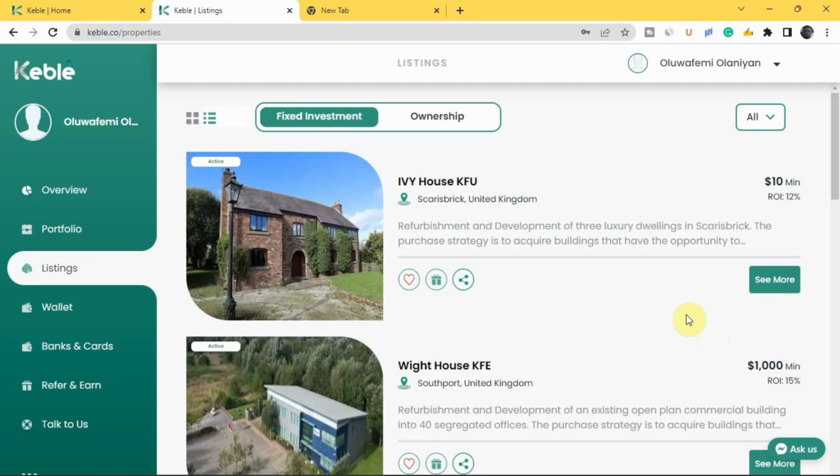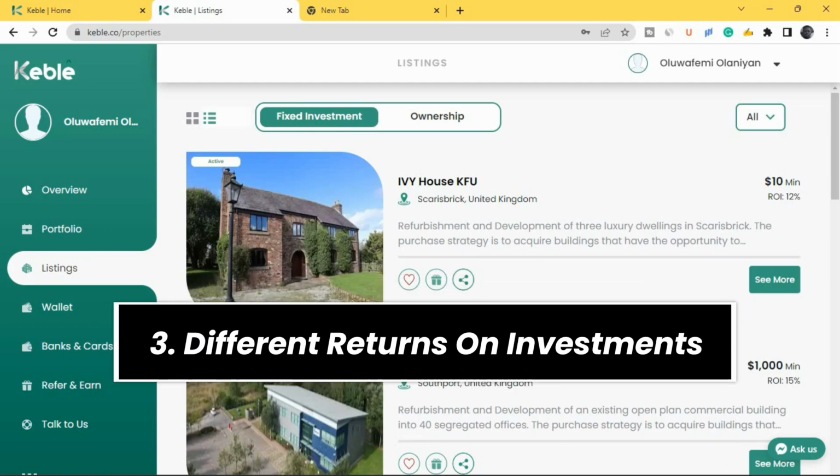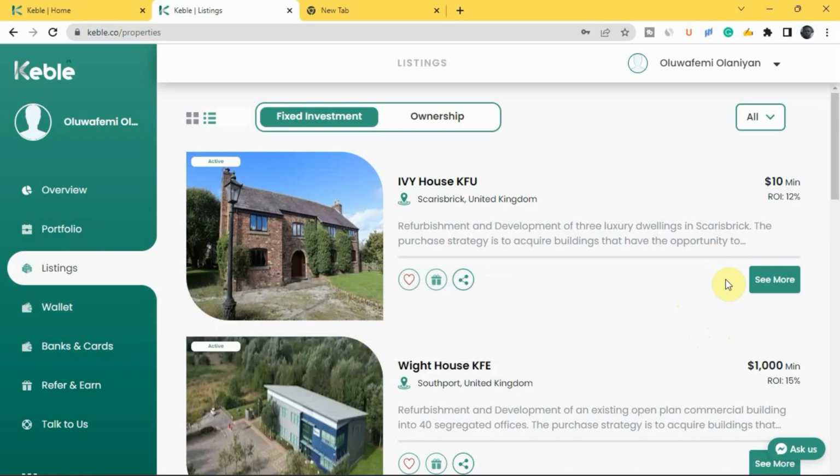Number 3 is that you have different returns on investment. Now, just like how you have the different minimum investment, there are also different return on investment on each property. Now, if you check out this first property right here, you see that the ROI is 12%. That does not mean that for the other properties you'll be earning 12%. No, this 12% is only meant for this first property right here.